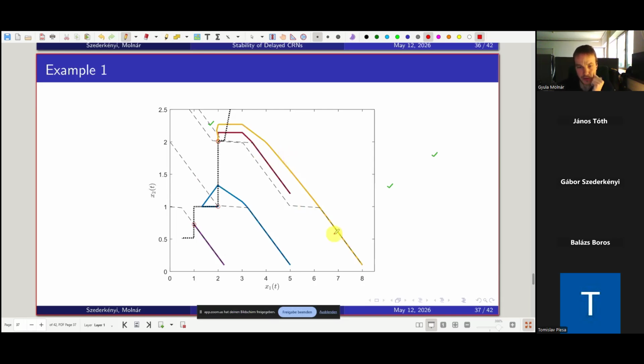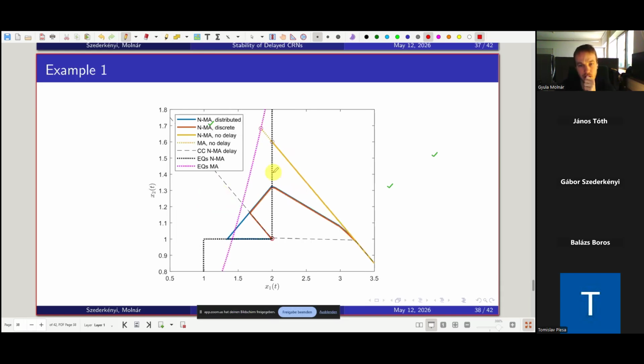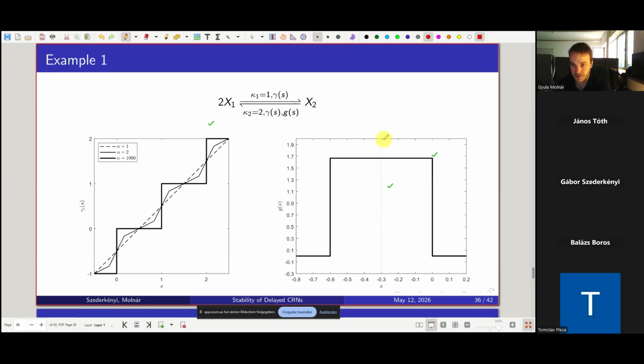So we have the colorful trajectories here. They're just trajectories starting from different states. All of the starting states are considered with constant history functions. The dashed lines are the compatibility classes. And here, this little part is zoomed in plus some extra curves added, because here with orange we have the non-mass action system with a discrete delay, and this is a discrete delay that is the same as the mean of the delay distribution, so this dotted line, basically.